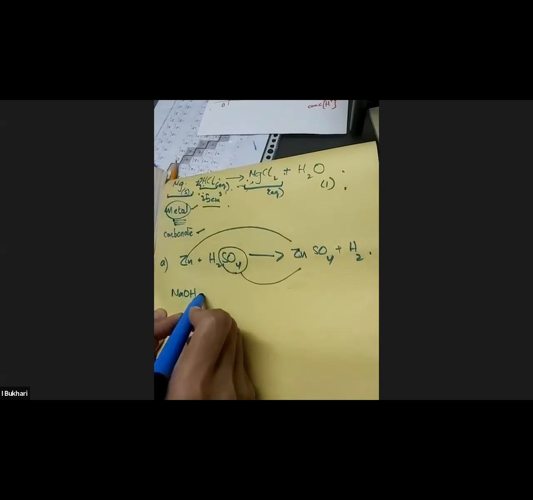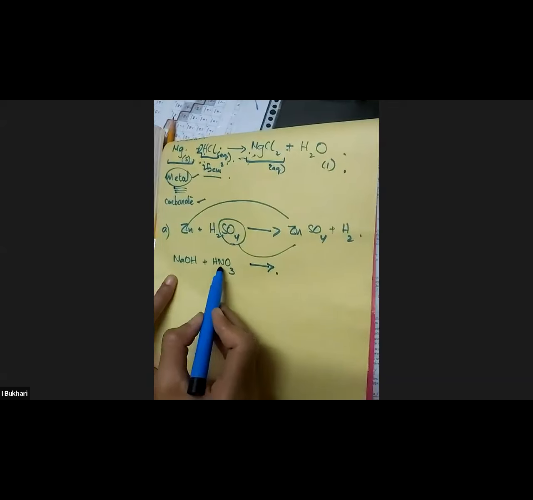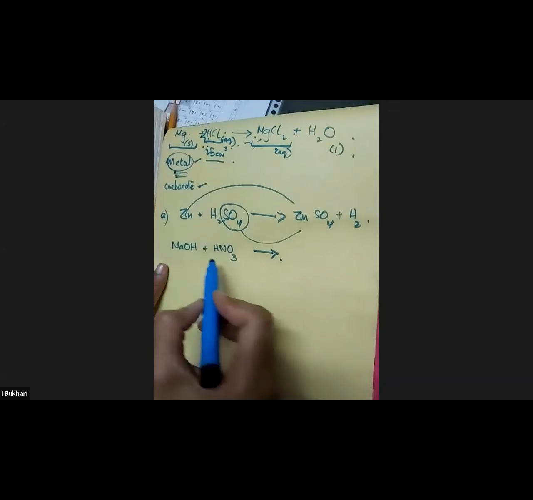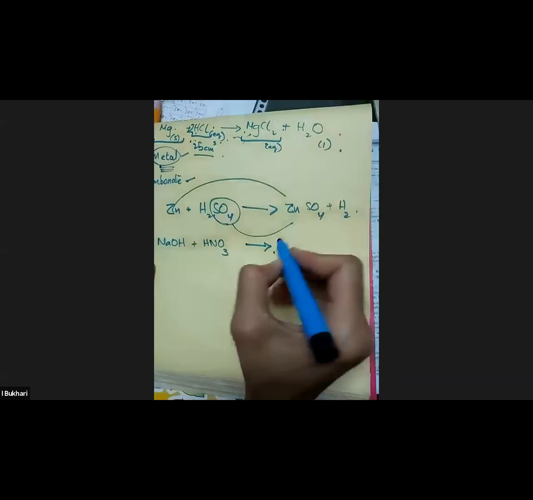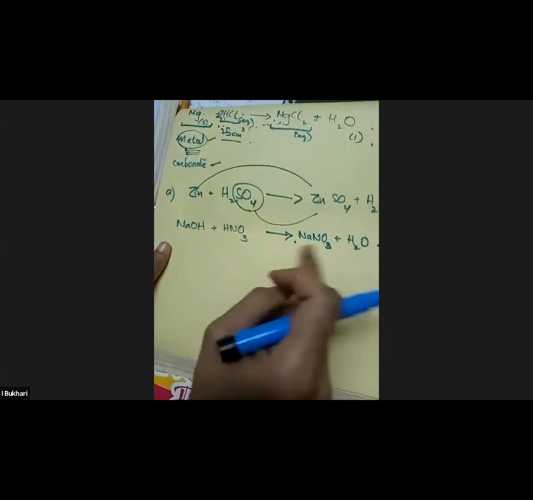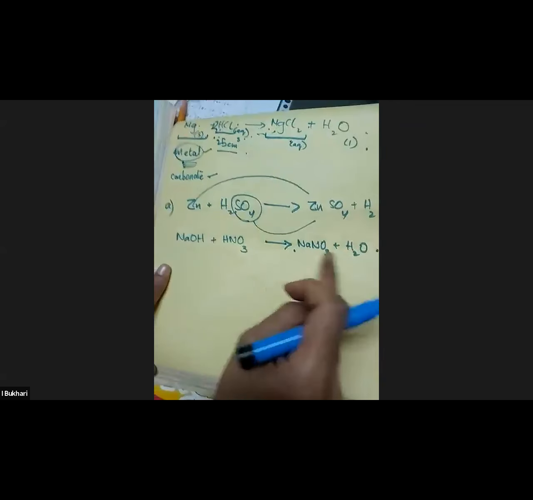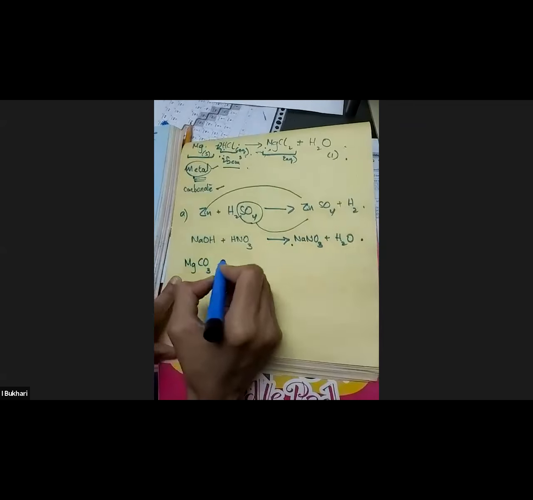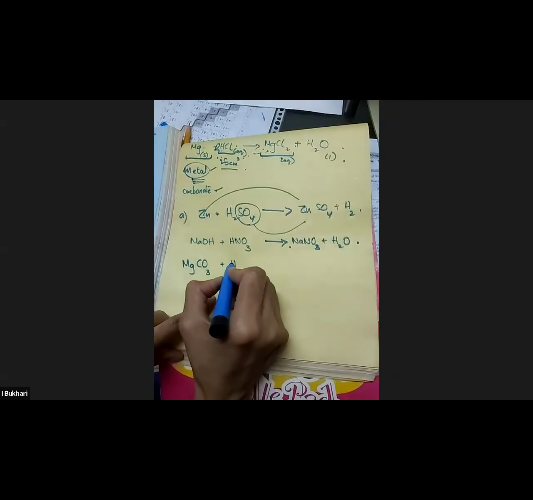Then sodium hydroxide reacting with nitric acid will give us what? Sodium nitrate and water, right? And you can write this in the word form, right? Sodium nitrate and water. Then we have magnesium carbonate reacting with hydrochloric acid.